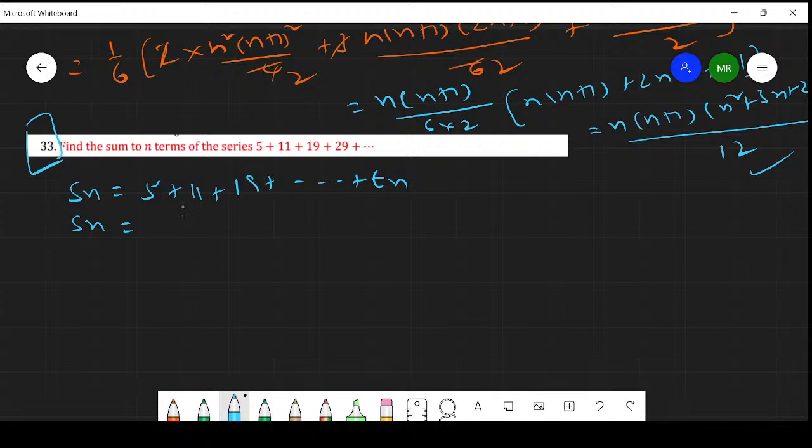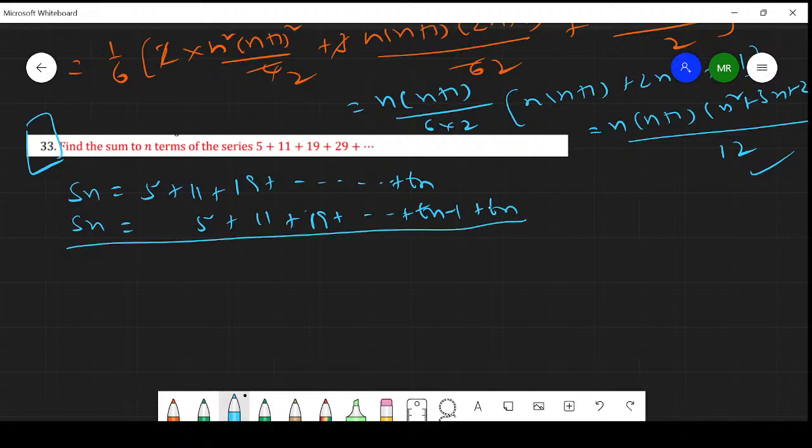Again Sn is equal to, with one term gap, repeat the same series: 5, 11, 19, and so on. This is Tn minus 1, plus Tn.